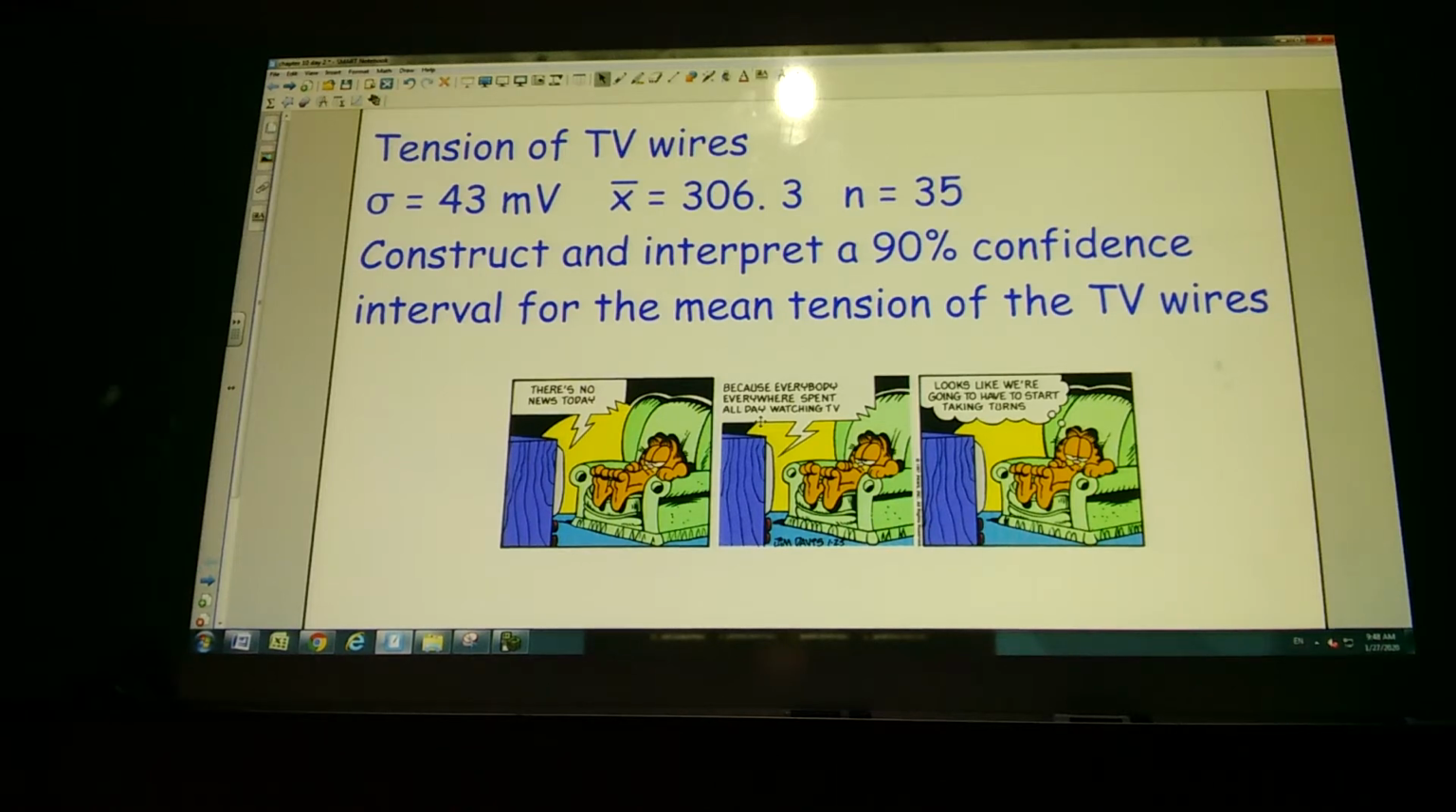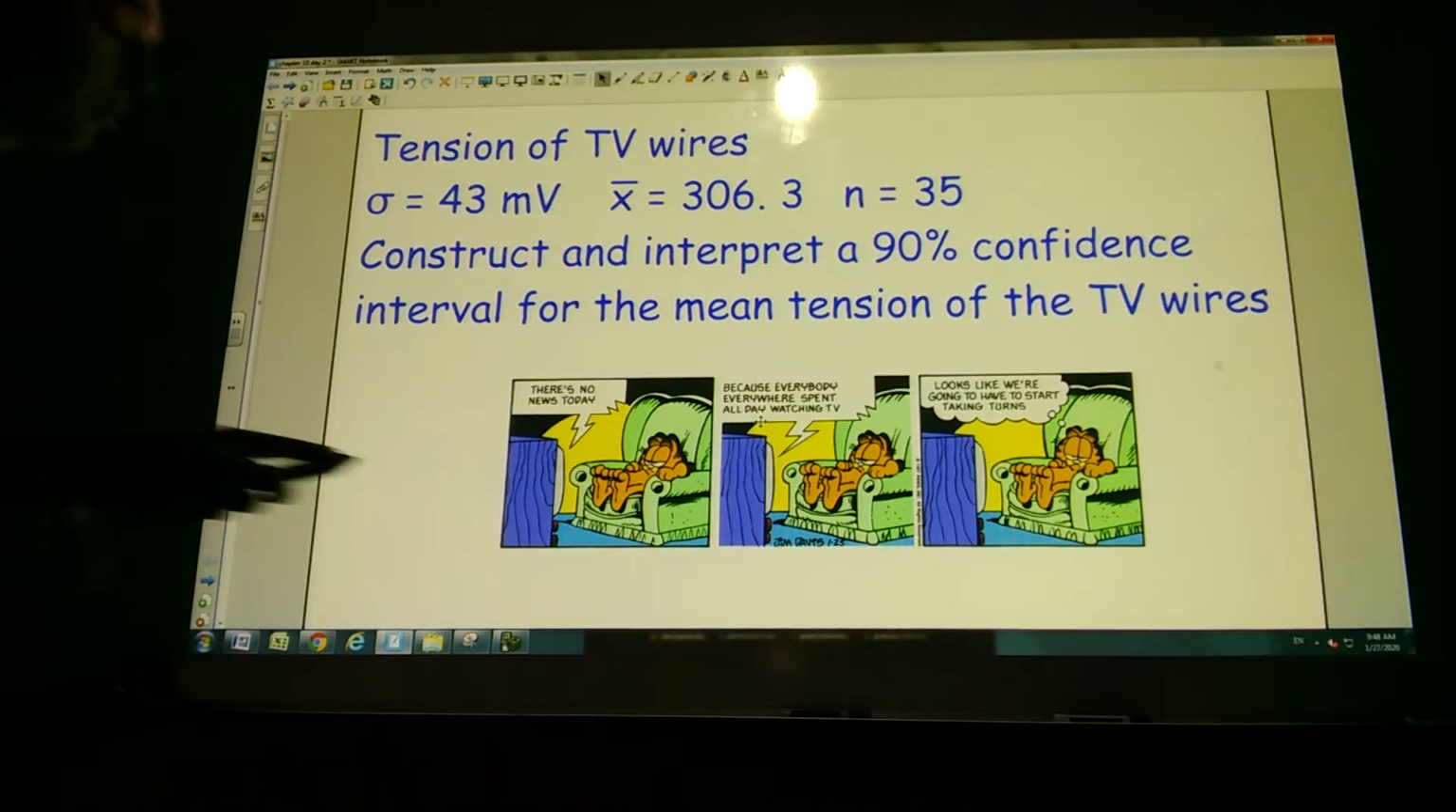Hello, this is day one of confidence intervals. Give you a second to read the comic. You can pause it, read it. We're going to be talking about TVs today.